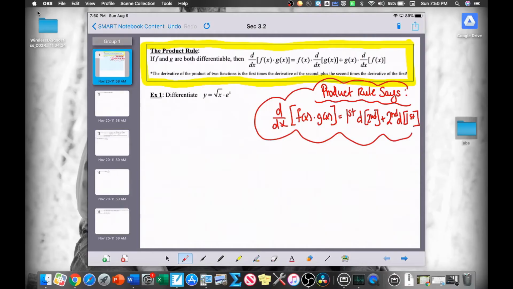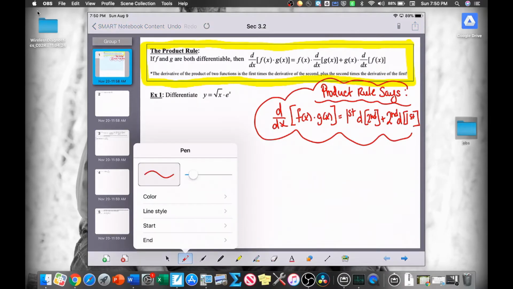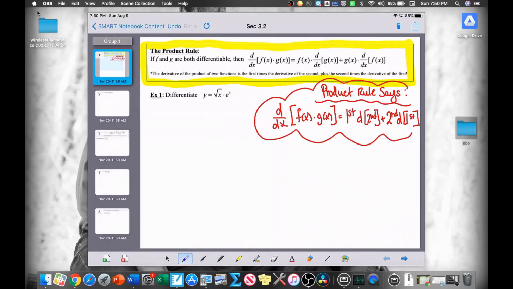So let's take a look at example 1. We have two functions that are being multiplied together. The square root of x is like our f of x, or our first, and e to the x is like our second. Now, remember that any root function can be written as an exponent, and then we can think of that in terms of the power rule when we are differentiating.